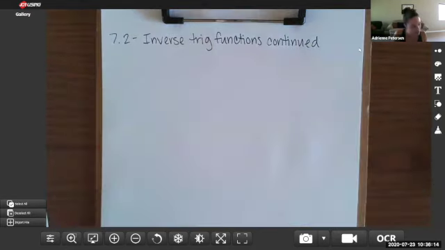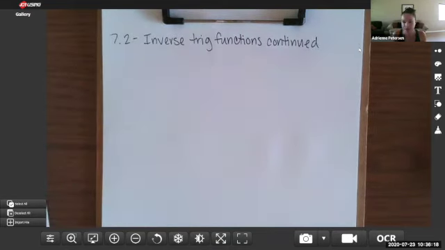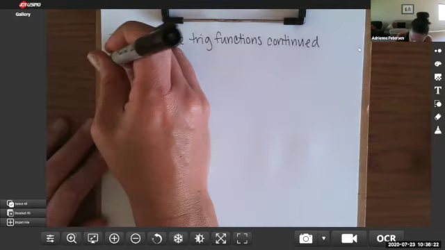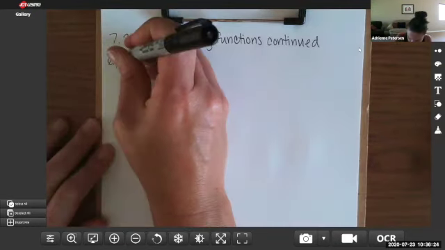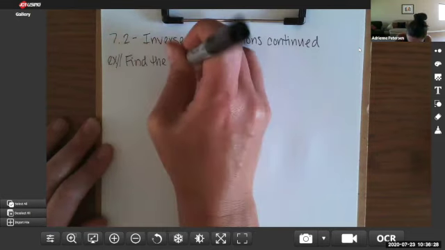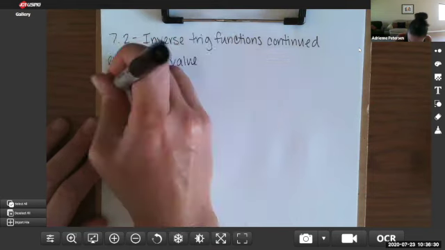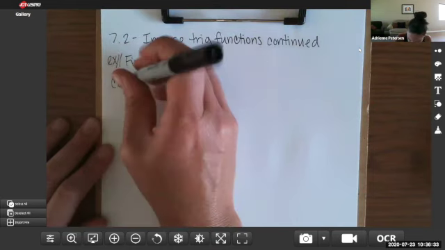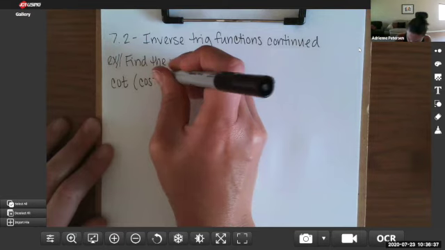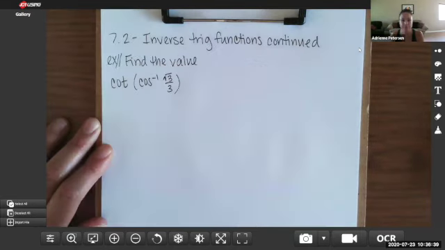I've got 1, 2, 3, 4, 5, 6, 7, 8, 9 problems in this section, and that's all we have scheduled to do today. So first example here, let's find the value. And we have cotangent of inverse cosine of square root 3 over 3.